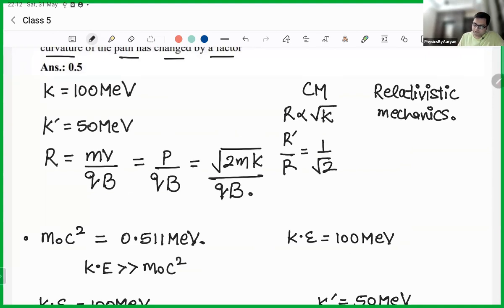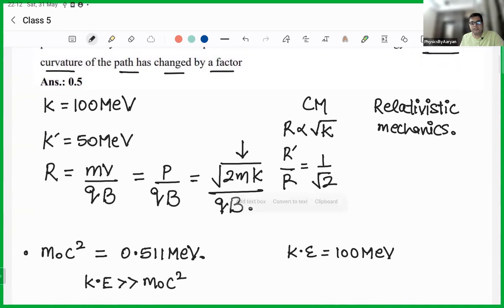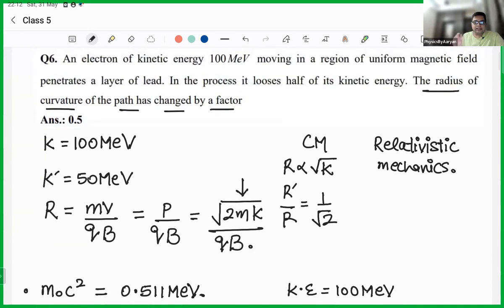The formula will be the same, but you also have to think about the mass. When the kinetic energy is 50, mass is something else. When kinetic energy is 100, mass is something else, because in relativity, mass is a function of speed. As speed or kinetic energy changes, mass also changes. Another misconception you should not fall into: this kinetic energy is not changing because of the magnetic field. A magnetic field can never change kinetic energy. The kinetic energy is changing because of the layer of lead, because your electron hit the layer of lead.